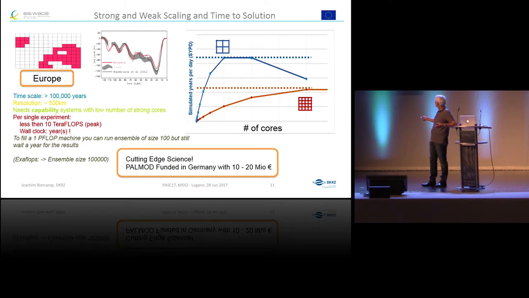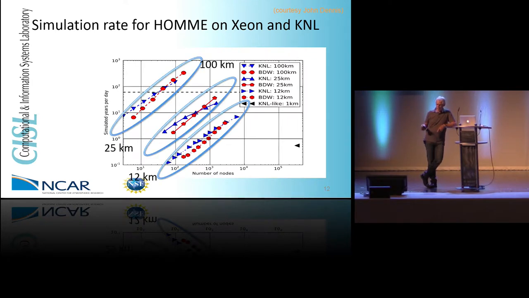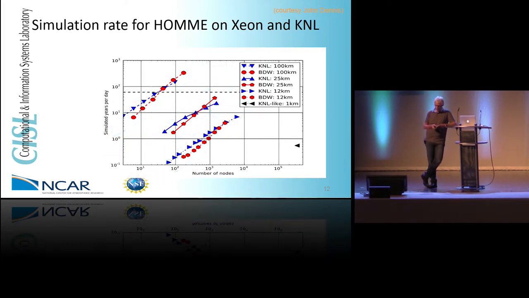And if we now go to our 1 kilometer model, this curve will be very flat. I have a slide here which I took from John Dennis from NCAR. The idea here was to take the model, which is an atmosphere model, and compare its performance on several compute architectures, among them KNL, which was at that time at least a promising architecture. And he shows here several resolutions, which are still very coarse: 100, 25, 12. And here he shows the number of simulated years he can do.